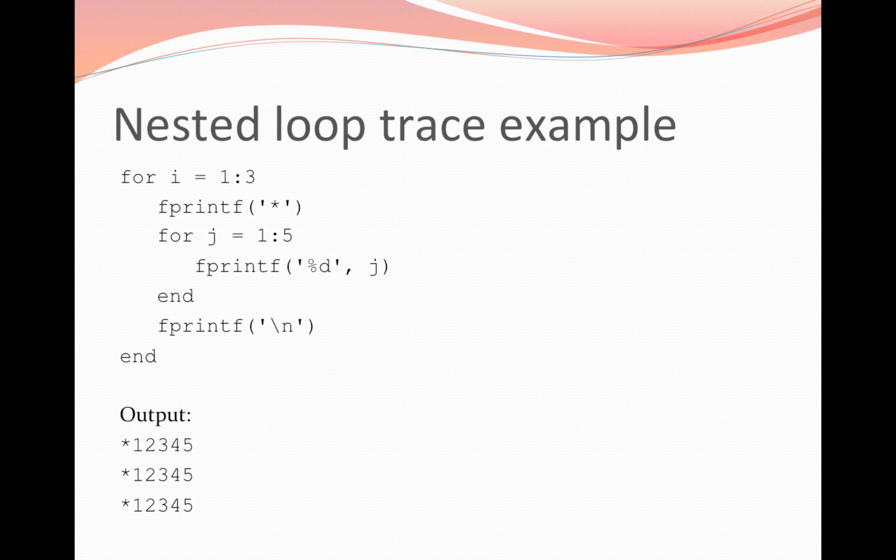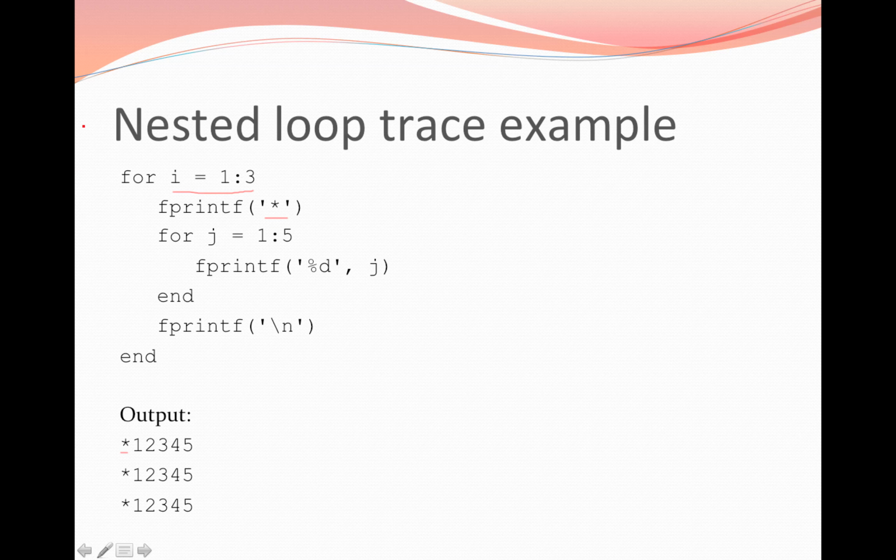Here's an example of a nested for loop. We start with the reserved word for, and then we have our loop variable I, and I goes through values 1 through 3. For every value of the loop variable I, we're going to execute its entire action. So first we're going to print a star. So in the output we print a star.